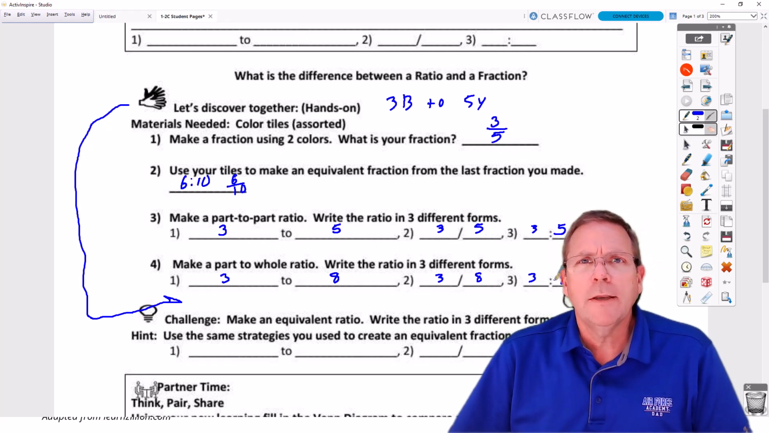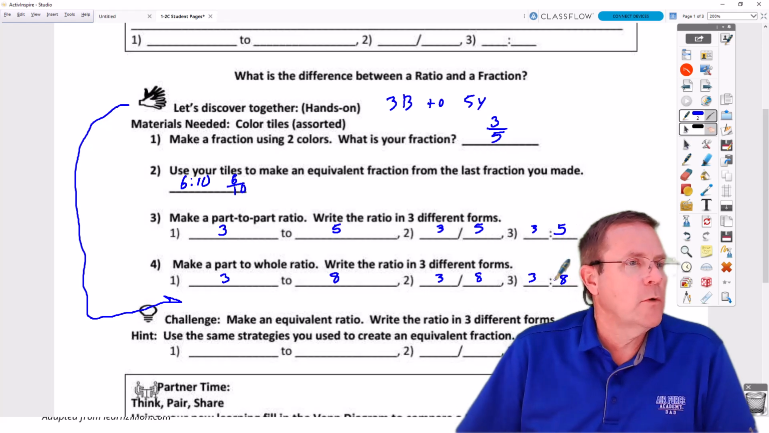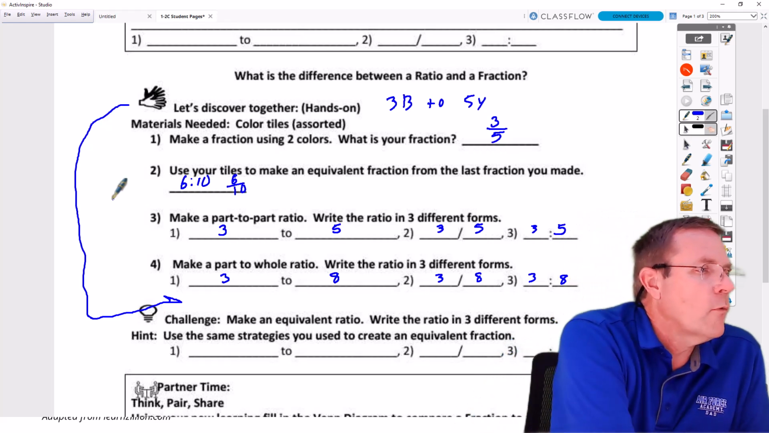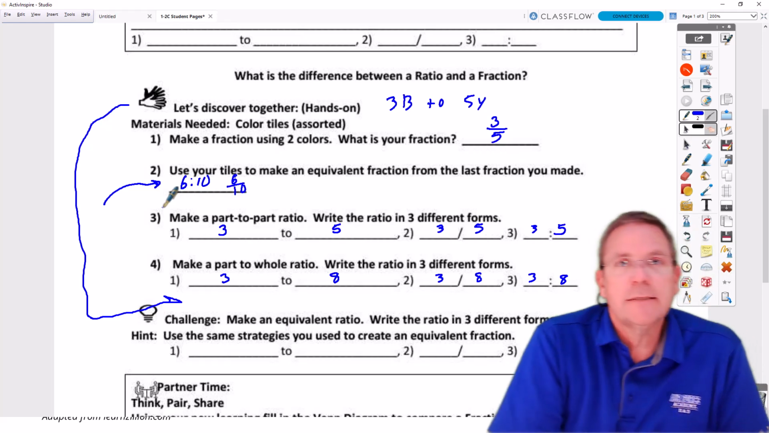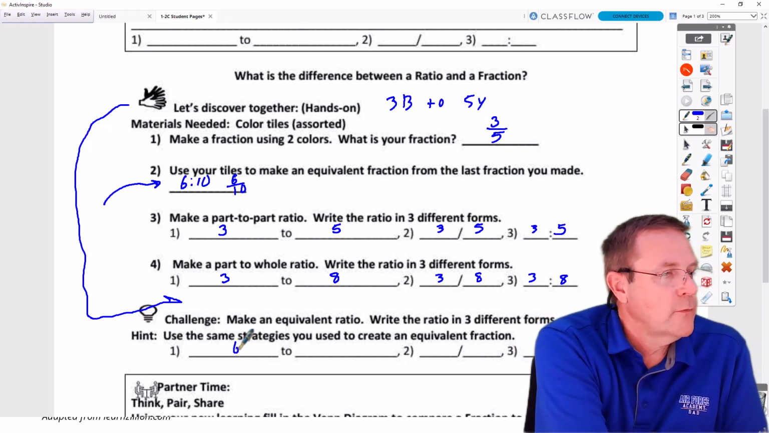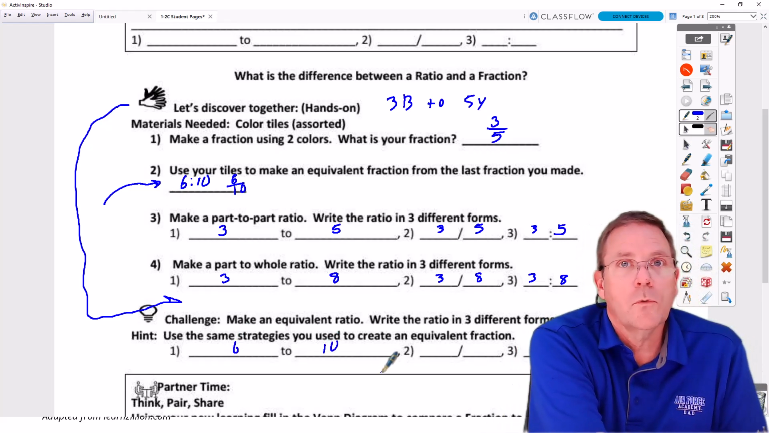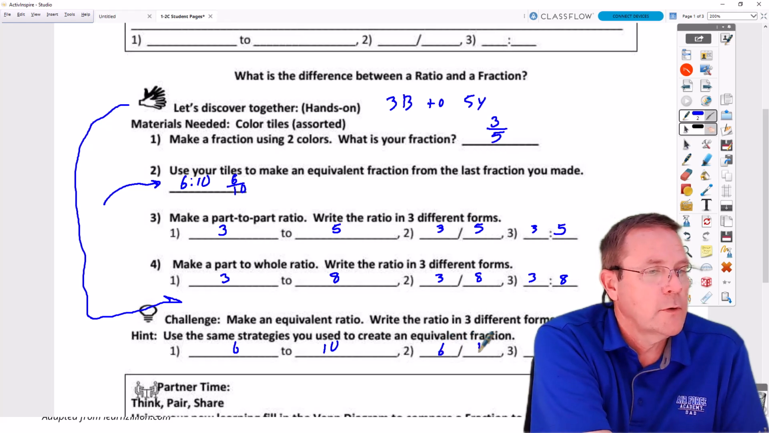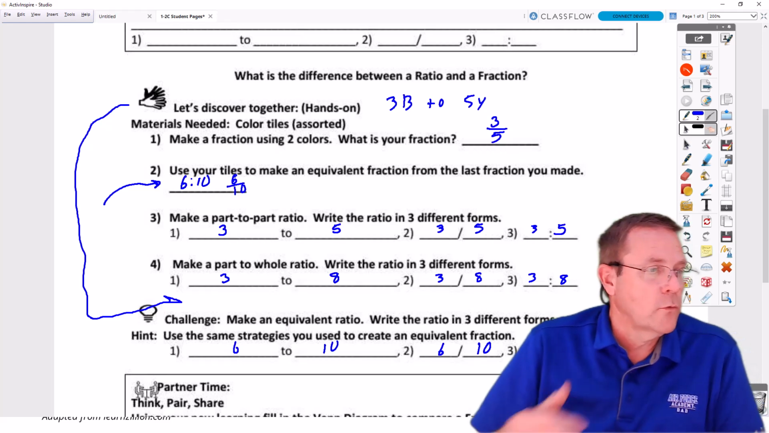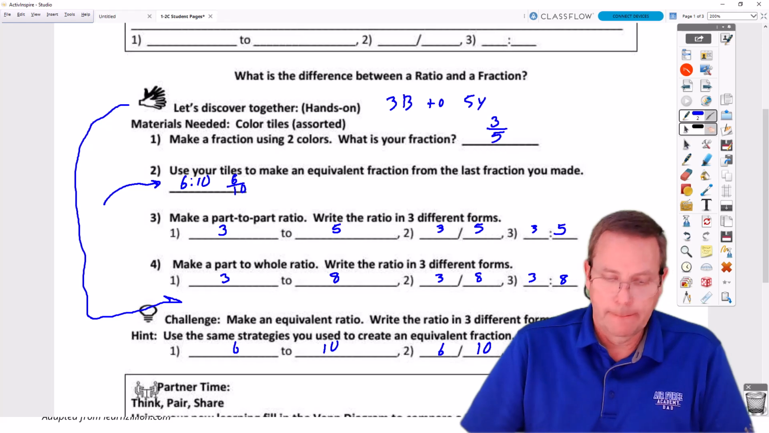Well, we already kind of did that, because the equivalent ratio we came up with right up here, that was my 6 to 10. So I could write 6 to 10 using the word "to", I can write 6 to 10 as a fraction, and I can write 6 to 10 using a colon. So there's the 3 different ways to do that.